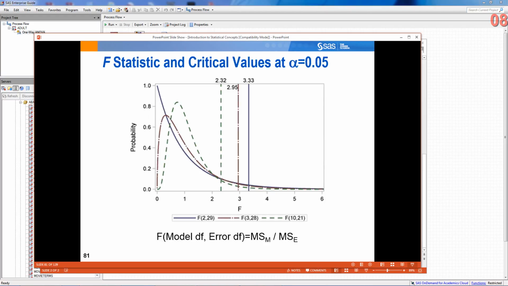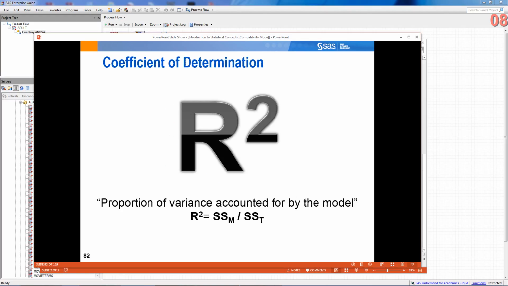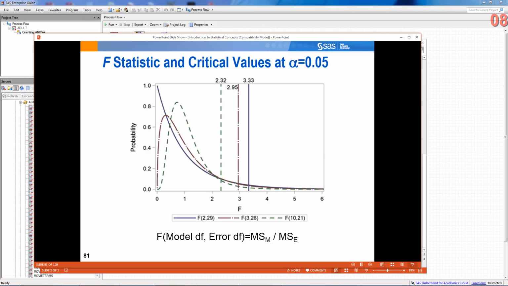Now once we have that, we use what's called the mean sum of squares for the model over the mean sum of squares for the error, and we calculate the F statistic. Based on this F statistic, if you have a certain alpha level set up, then you can either reject or not reject the null hypothesis.